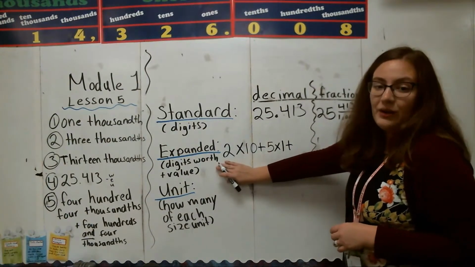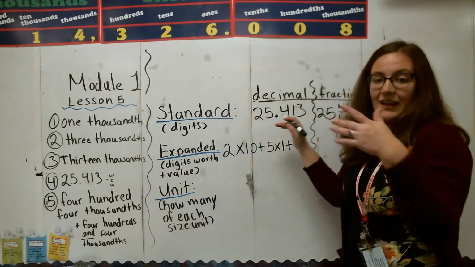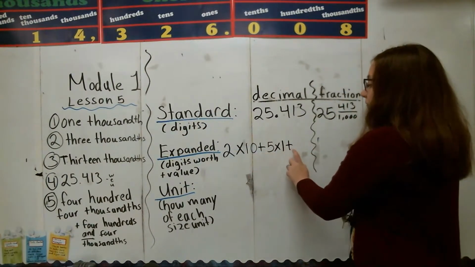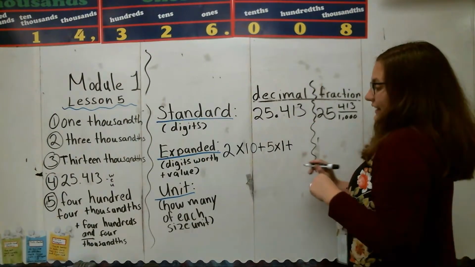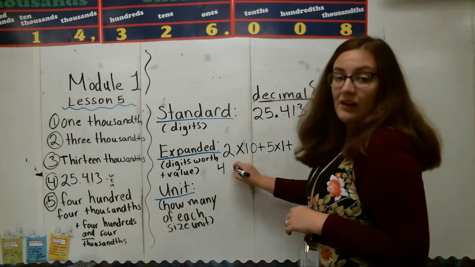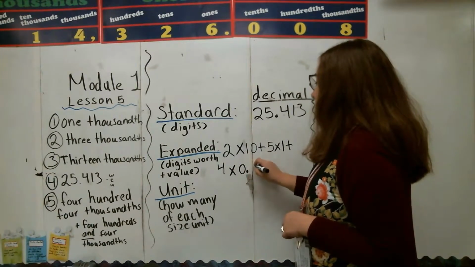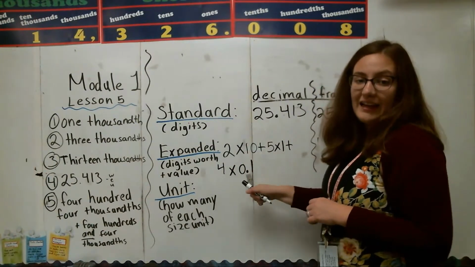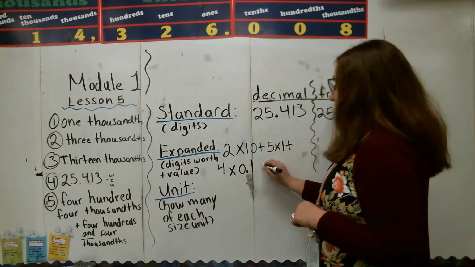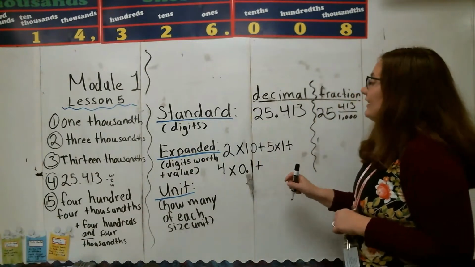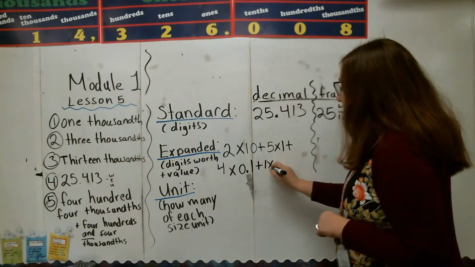I'm going to continue on down here. This is all one long expanded form number sentence, but I don't have enough space right now. So then I'm going to add on my 4 tenths. So I have 4 copies of 1 tenth. So remember, we write 1 tenth as 0.1. So I have 4 copies of 1 tenth plus 1 copy of 100th.